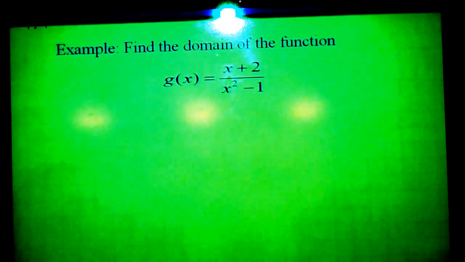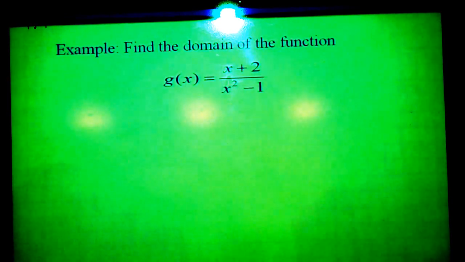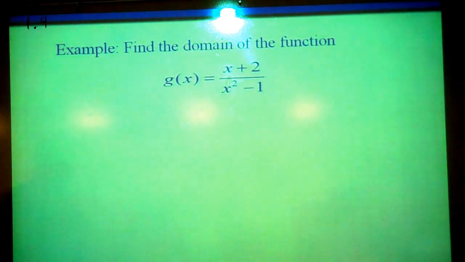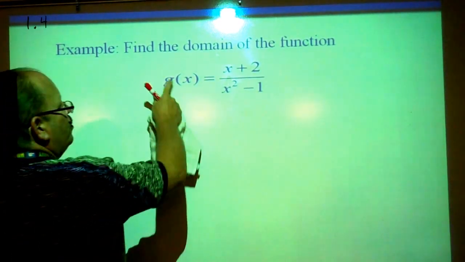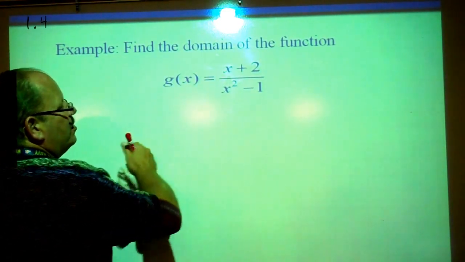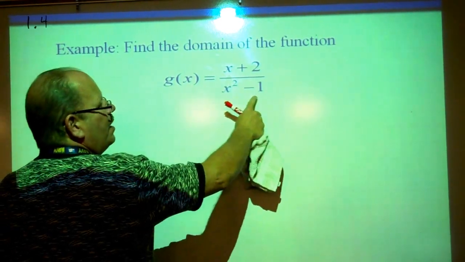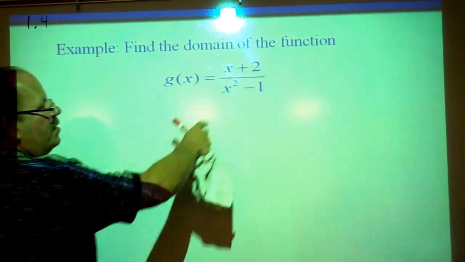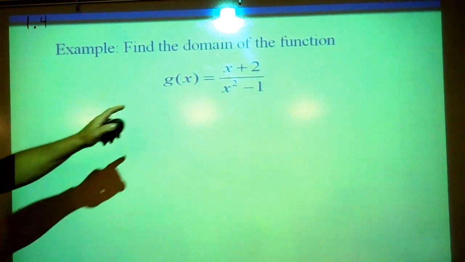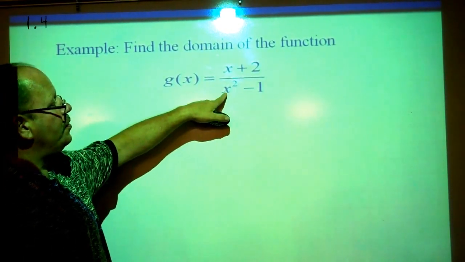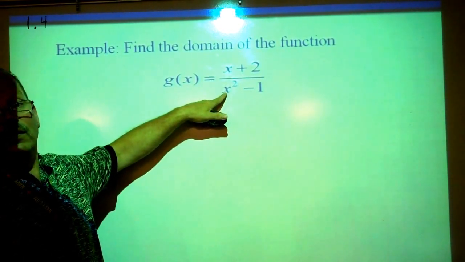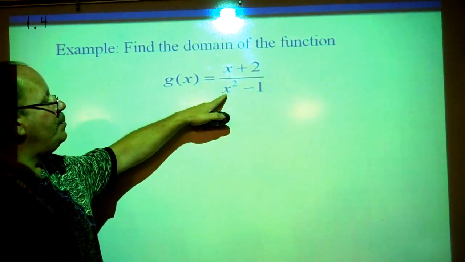Find the domain of the function x plus 2 over x squared minus 1. Well, again, we think what value of x is not going to work mathematically. And since we know that you can't have a 0 in the denominator, we have to look for the values of x that would turn that into 0. And then we know what can't be in the domain.